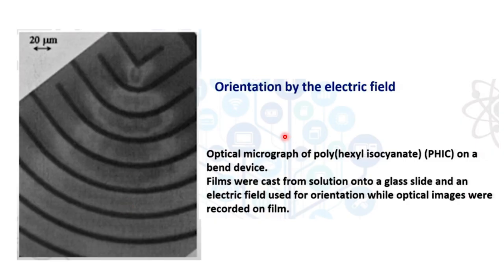Another smart, or fancy, technique is the orientation in the presence of an electric field. So this is an optical micrograph of polyhexyl isocyanate on a bend device, that is the figure given here, and the scale is 20 micrometer. For that you just make a film on a glass slide, and you provide an external electric field. Whenever you are providing an external electric field, how the orientation of your sample is happening because of the presence of the electric field, that you can visualize through the optical microscope.